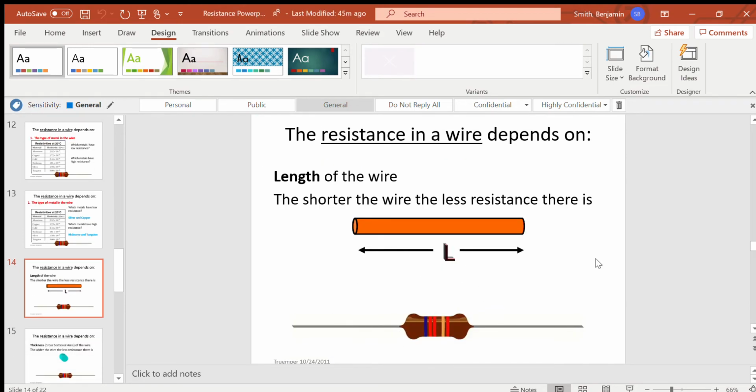The length of the wire is another factor that's really important to resistivity. The longer a wire is, the more resistance the electrons experience. I mean, imagine if this were a really long road, it would take a lot of energy to get down that road, whereas a very short path would not take as much energy. And so the longer the wire, the more resistance it experiences. The longer the path, the longer it takes to get down it.